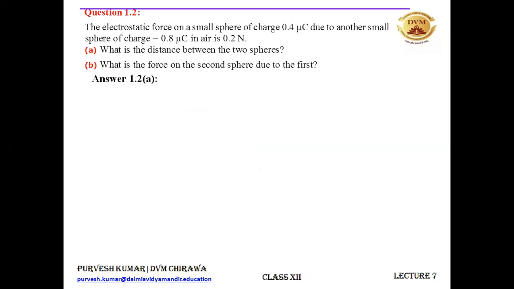In this question, we need to calculate the distance between the charges, and the square of the distance can be calculated from this formula. When you cross multiply it, r goes over here and F comes in the denominator. R square comes out to be k q1 q2 upon F. The value of k is 9 into 10 to the power 9. The value of q1 is 0.4 microcoulomb, so it is 0.4 multiplied by 10 to the power minus 6. And q2 is 0.8 microcoulomb, that is 0.8 multiplied by 10 to the power minus 6.